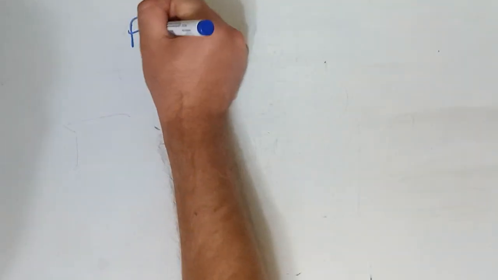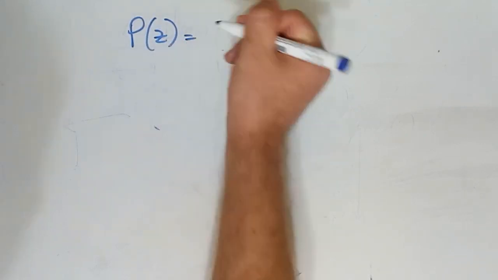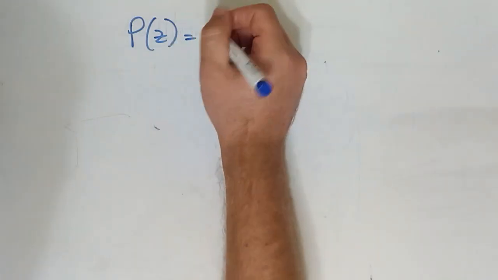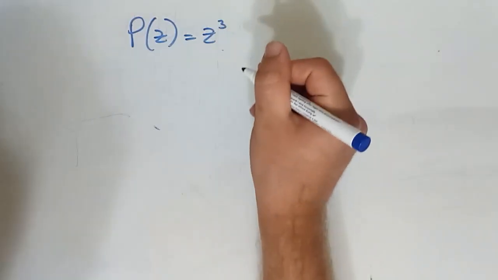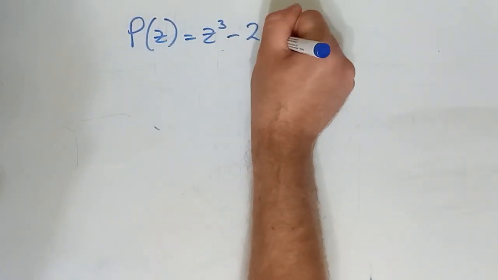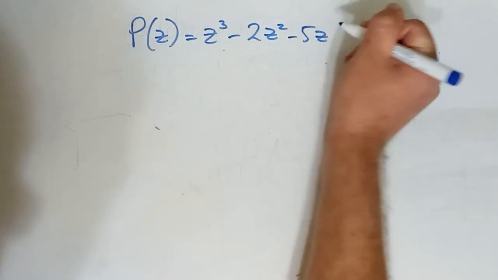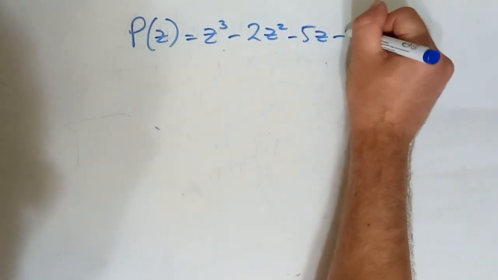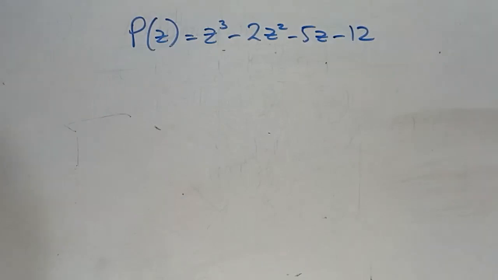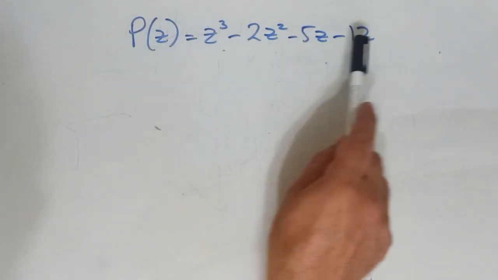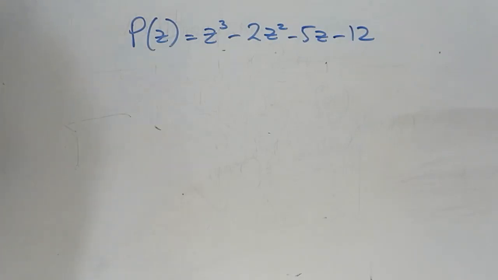Okay, so let's try another one. Let's say we've got a polynomial, z cubed minus 2z squared minus 5z minus 12. Okay, so now we've got a polynomial. All the coefficients are real. We've got 1, -2, -5, -12. They're all real numbers. That's fine.